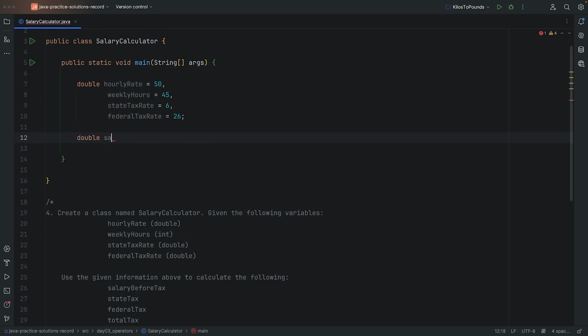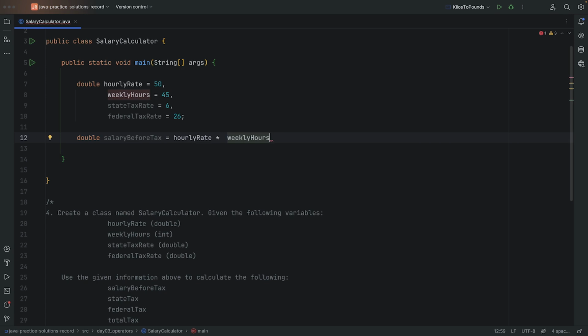So first thing I want to do is figure out that salary, but I want to figure out the salary before any of the tax is applied. So let's see what my calculation for that will be. If we think about it, my salary total would probably be based on my hourly rate. So I'll put hourly rate. And then whatever hourly rate we have, we have to multiply that by how many hours we actually work. So basically our weekly hours.